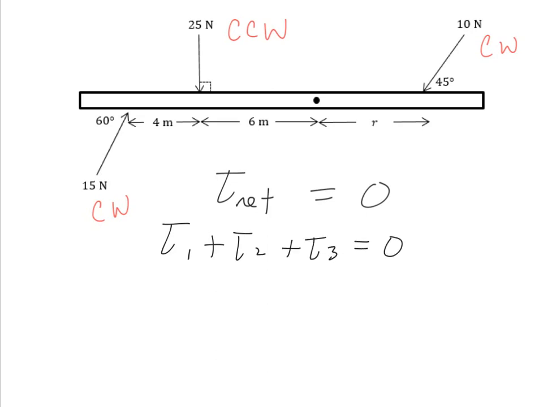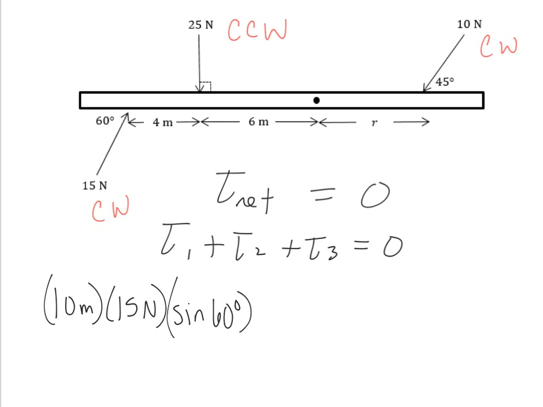Let's go left to right. So torque 1, we'll start. Recognize that this first force here, we'll call this F1, is 10 units from the pivot. Here's the pivot. This is 10 meters away, and that's the force itself. So this is going to be R F sine theta. Now, because that's clockwise, we have to apply a negative sign for that.